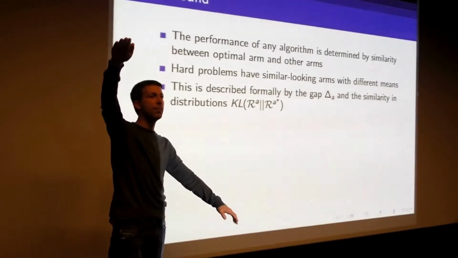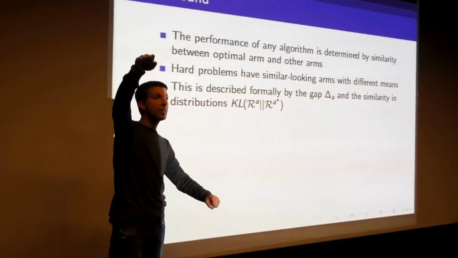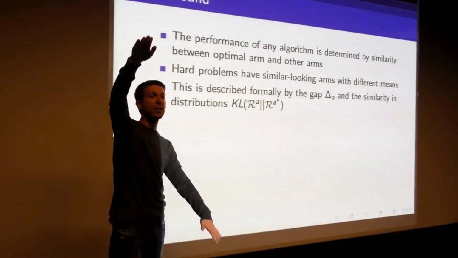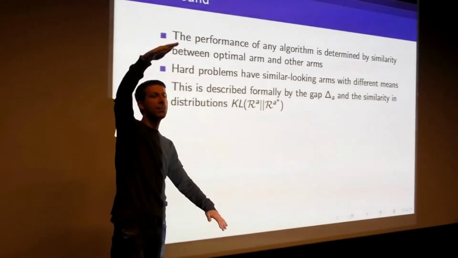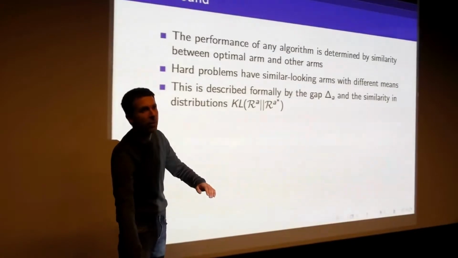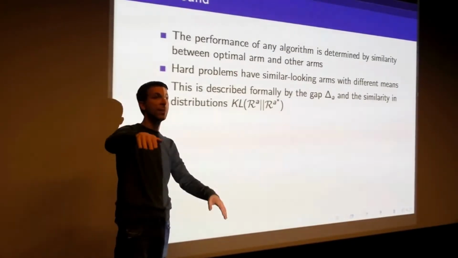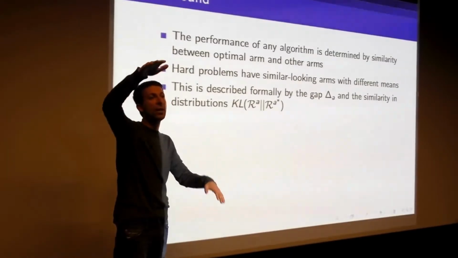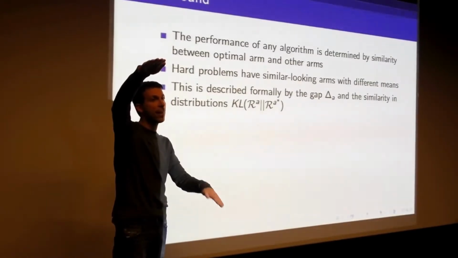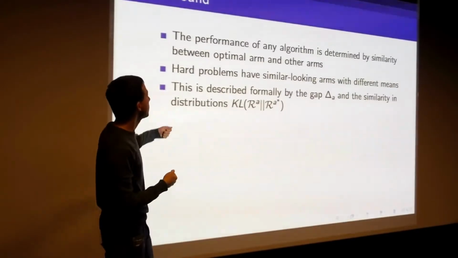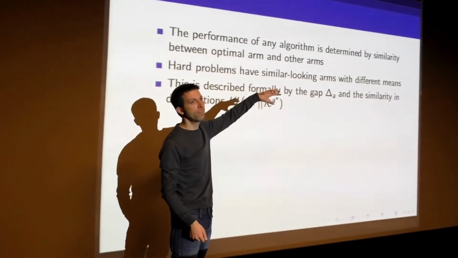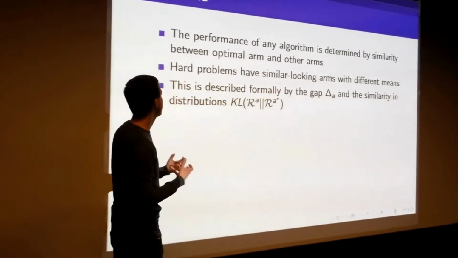A hard problem is something where you've actually still got one arm that's much better than the other, but there's a lot of noise on these things. So sometimes you take this one and it ends up looking really terrible. Sometimes you take this one and it ends up looking really good. And so now it's really hard to disambiguate them and you're making a lot of mistakes. And it takes you a really long time to figure out that this arm is actually much better than this one. So the hardest problems have basically similar looking arms with different means. It's hard to tell the difference between them.